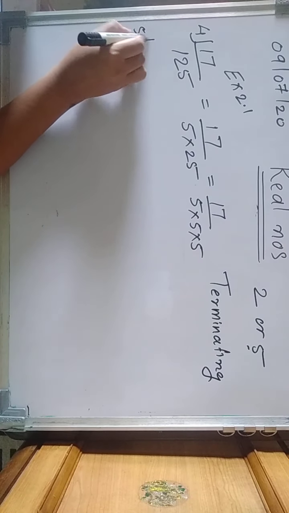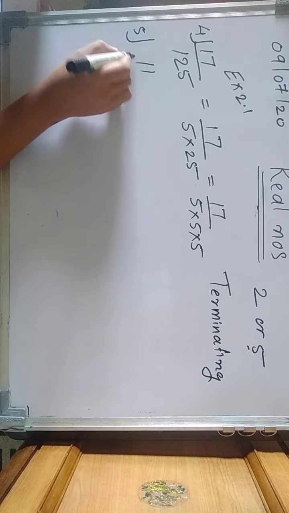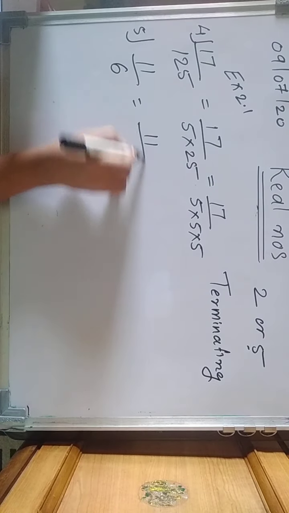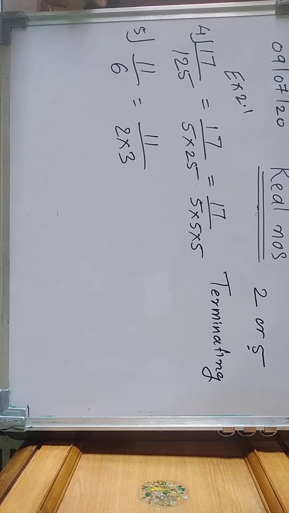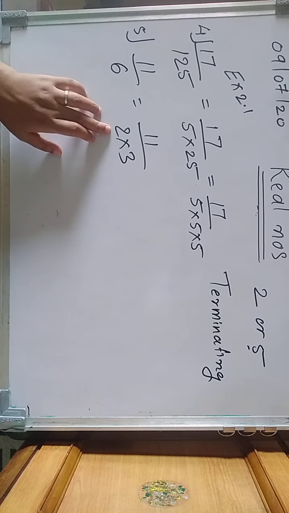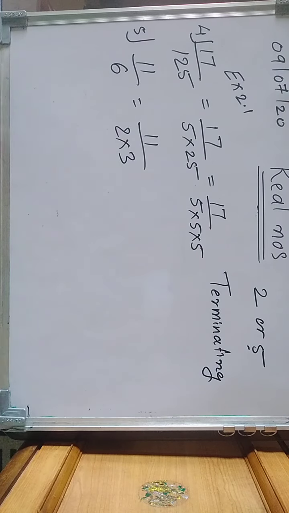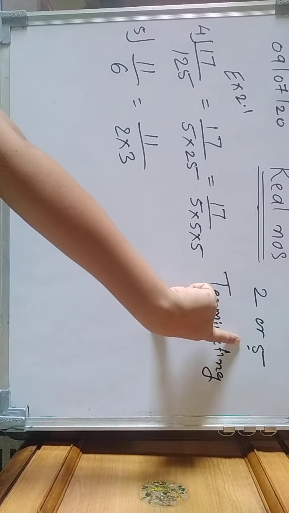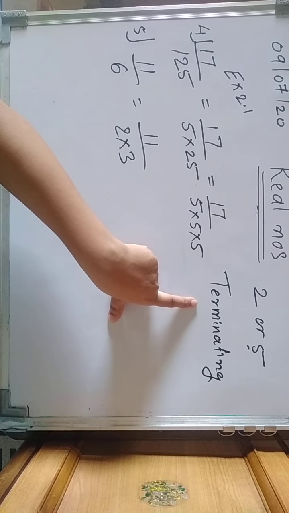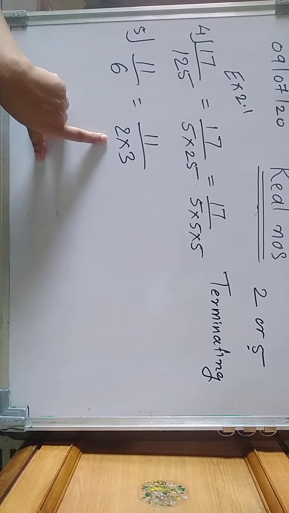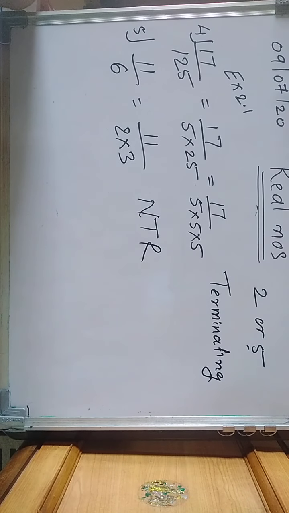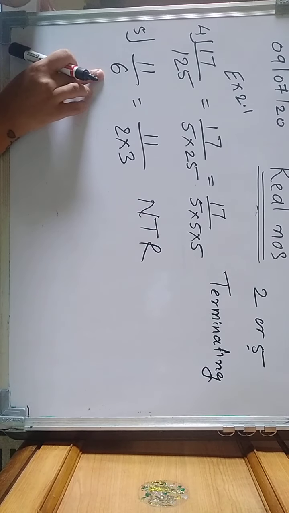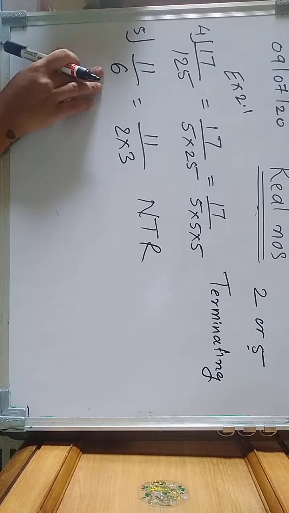Now let's go to the fifth sum. The fifth sum is 11 upon 6, which can be written as 11 upon 2 3s are 6. So if you observe over here, the factors are 2 and 3. But we need the factors to be either 2 or 5. If it is 2 or 5, then it is terminating. If it is apart from 2 or 5, then it will be non-terminating recurring. So the decimal form of 11 upon 6 is non-terminating recurring.